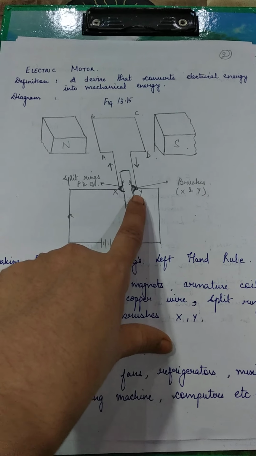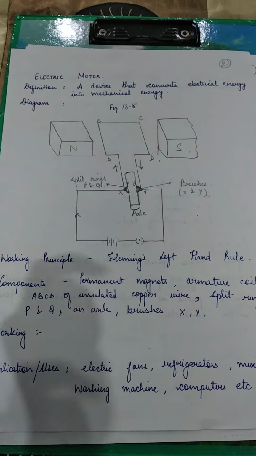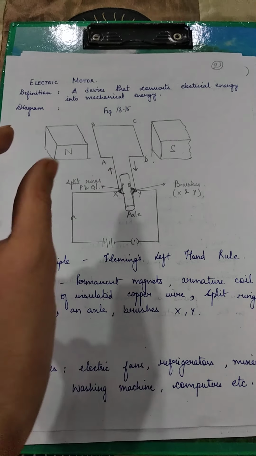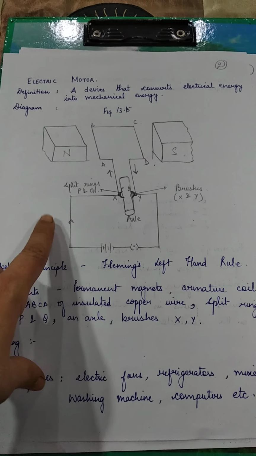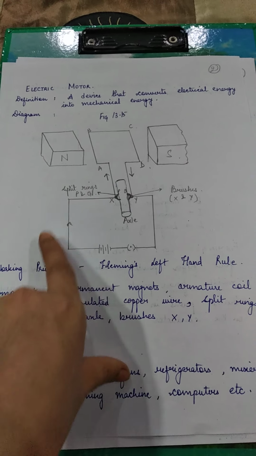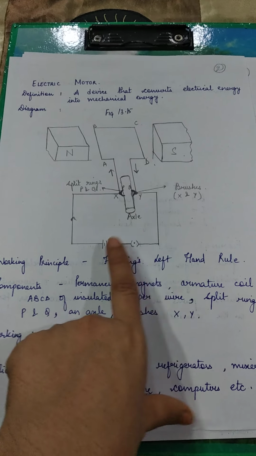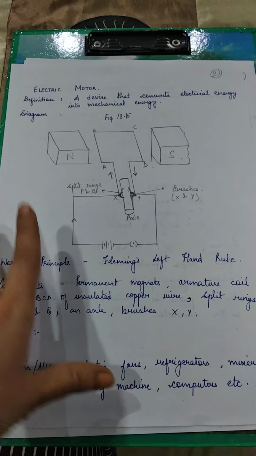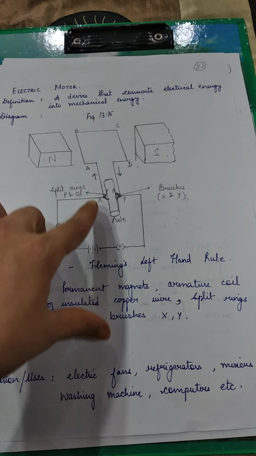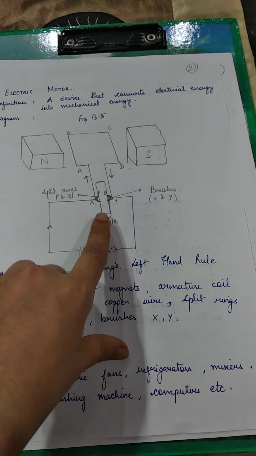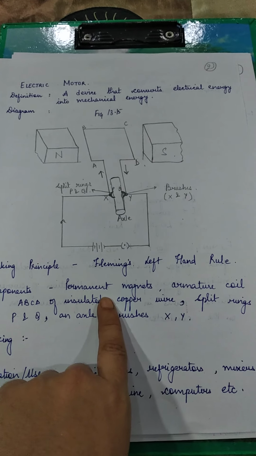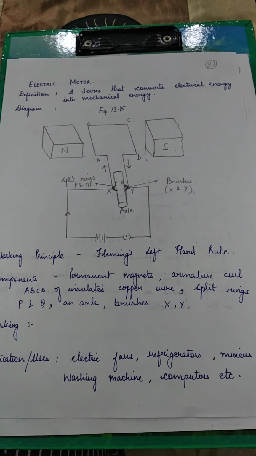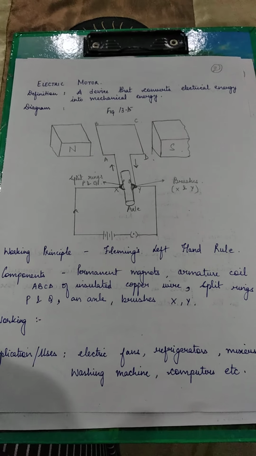Now these split rings are attached over an axle, a cylindrical piece that can be moved. These brushes are connected to an external circuit which simply consists of a battery and a plug key. So it's a simple structure having a permanent magnet, an armature, split rings, brushes, an axle and an external circuit. So how is electrical energy being converted into mechanical energy? We'll study that phenomenon.